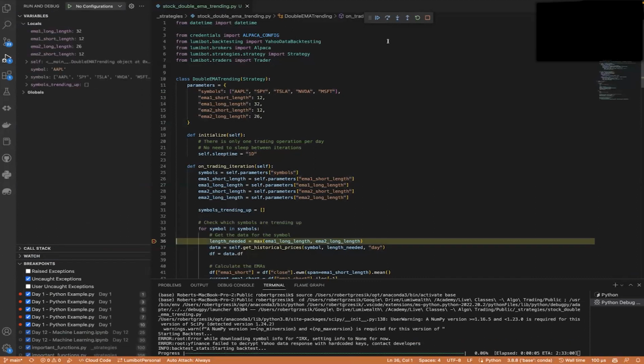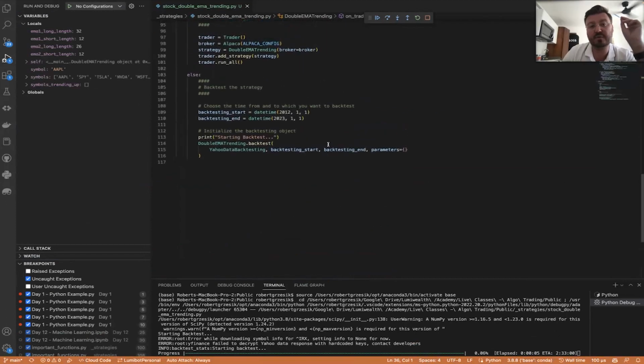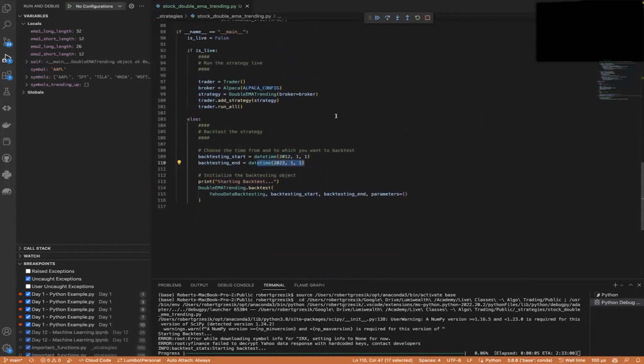So this backtesting is working for how many days of records? This is going to go for all these days here, from 2012 January 1st to 2023 January 1st. Okay, you've already put the dates. Yeah.